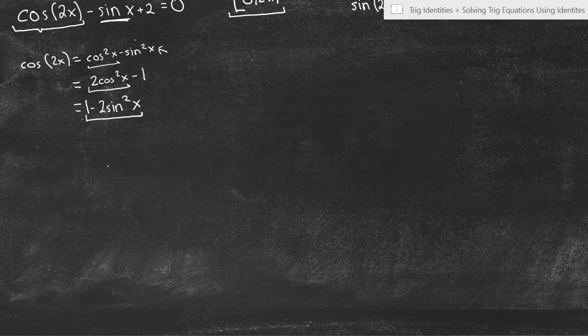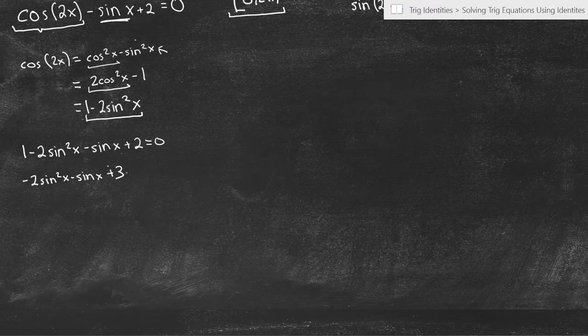I'm going to get 1 minus 2 sine squared of x minus sine x plus 2. It's all equal to 0. I'm going to combine my like terms. I'll get negative 2 sine squared of x minus sine x plus 3 is still equal to 0. And now is when I usually like to switch. Instead of saying sine x, I'm going to make that equal to x. So I'm going to get negative 2 x squared minus x plus 3 equals 0. Just helps me solve it.